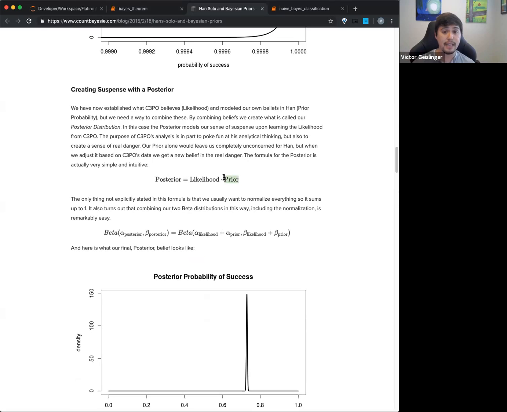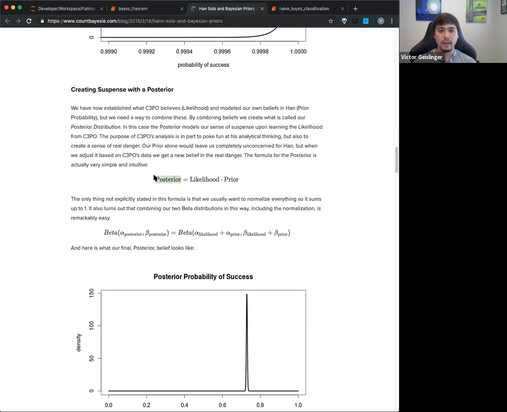And our prior knowledge is that Han Solo, quote from the article, is a badass. Since Han Solo is so good at piloting, he has a higher probability of actually surviving, versus the likelihood, where the likelihood is really what C-3PO is saying: this is how many people have actually survived going through this asteroid field. So it's very, very unlikely. By having these two parts balance out, we have something called the posterior.